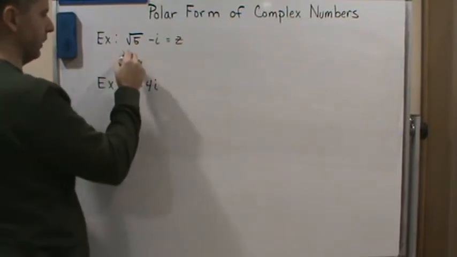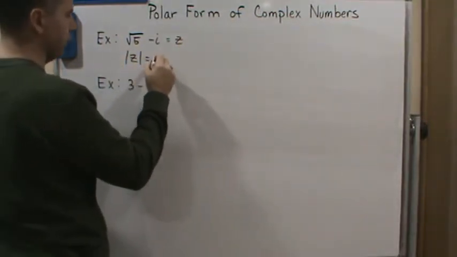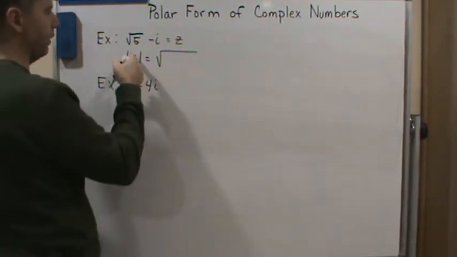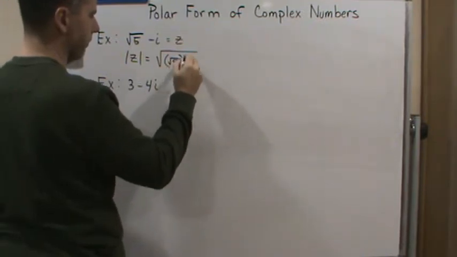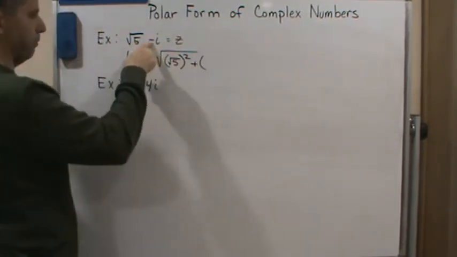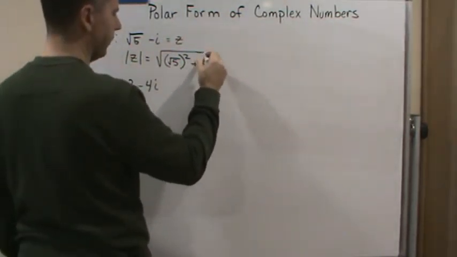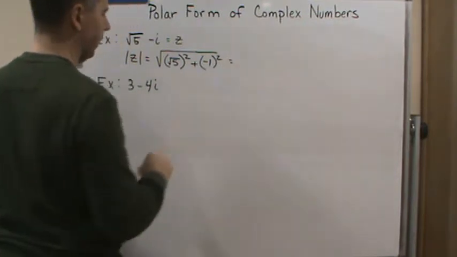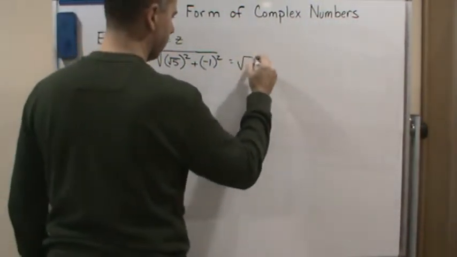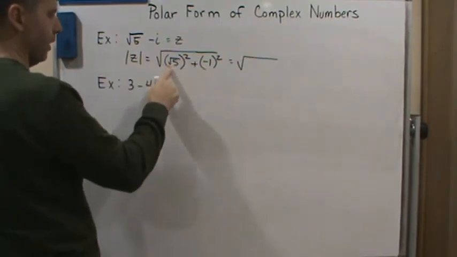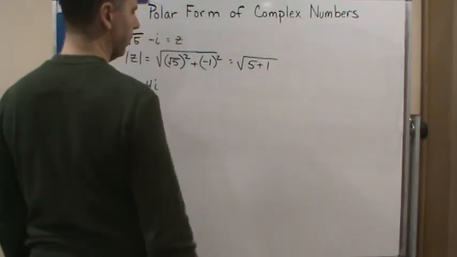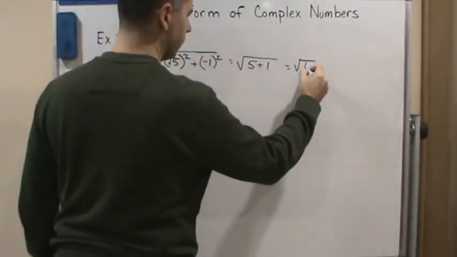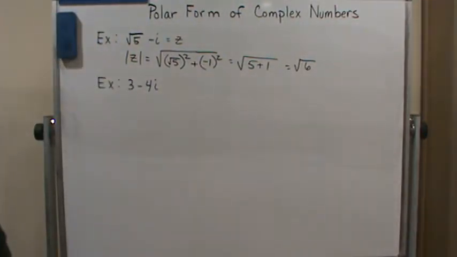So let's call this Z, right? So the absolute value of Z is equal to the square root of A squared plus B squared, which A in this case is the square root of 5, plus B in this case is -1 squared. And so this gives us the square root of 5 squared, which is 5, and then -1 squared is 1. And so this gives us the square root of 6. And so there's the absolute value of the complex number, square root of 5 minus i.